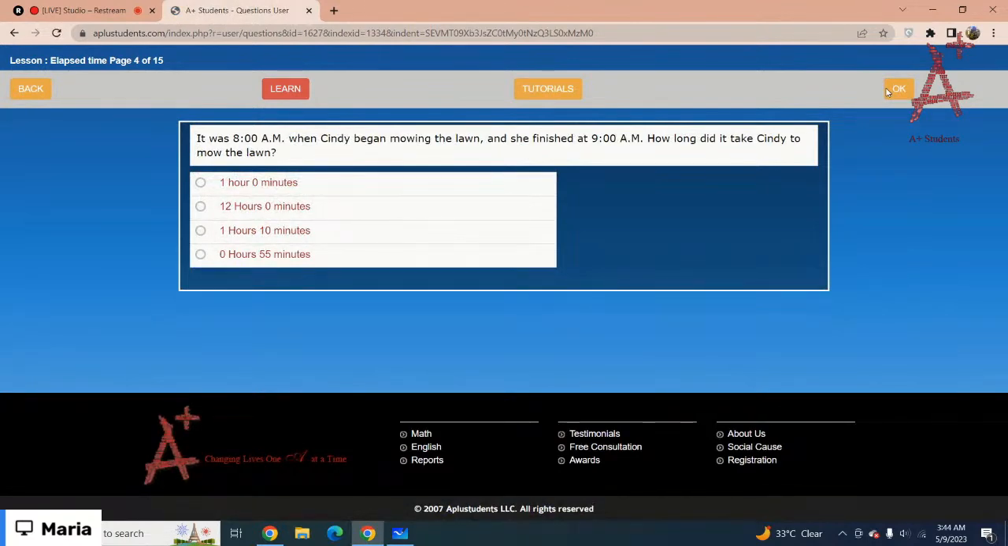Okay, the next one is: it was 8 a.m. when Kindy began mowing the lawn and he finished at 9 a.m. How long did it take Kindy to mow the lawn? Which is the correct option? So he started at 8 and he worked until 9. So which is the correct option? It would be 1 hour, 0 minutes.